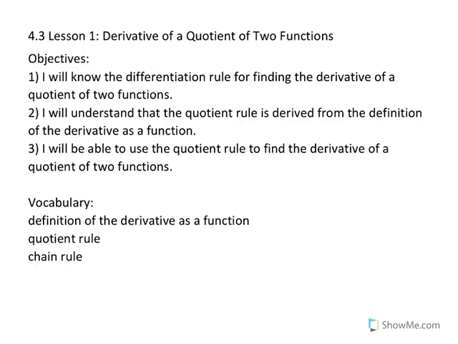4.3 Lesson 1, Derivative of a Quotient of Two Functions. Objectives. 1. You will know the differentiation rule for finding the derivative of a quotient of two functions. You will understand that the quotient rule is derived from the definition of the derivative as a function, and you'll be able to use the quotient rule to find the derivative of a quotient of two functions. So our vocabulary for today is definition of the derivative as a function, quotient rule, and chain rule.